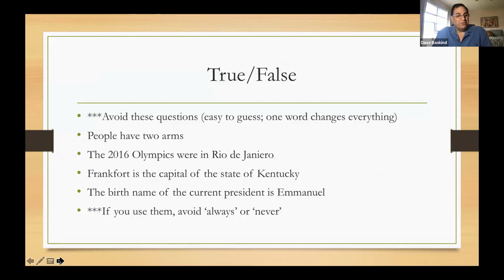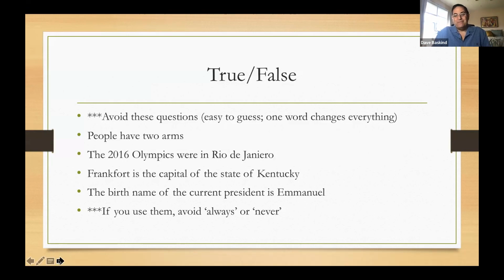The next example there, the 2016 Olympics were in Rio de Janeiro. Well, that seems pretty accurate, and for the most part it is, but Janeiro was misspelled there. Is that a big deal? I don't think so. I would say that's basically a true item, but a student could argue that it's false because that's not the right spelling. The next one, Frankfort is the capital of the state of Kentucky. Well, yeah, Frankfort is the capital of Kentucky, but you could also argue that officially, technically, Kentucky is labeled as a commonwealth. And so a student might say false to that on that basis.